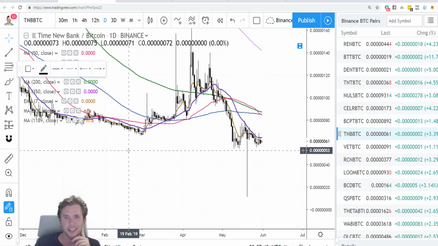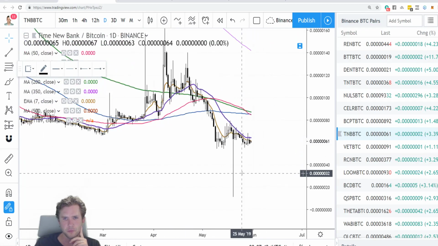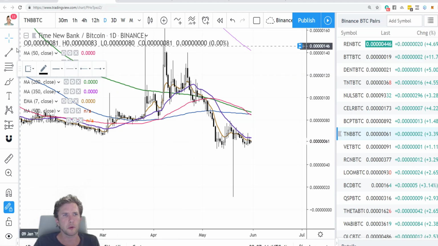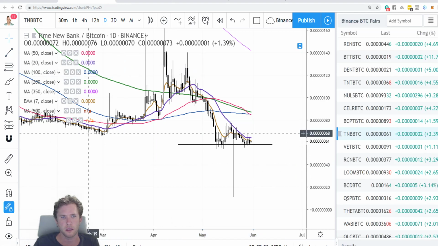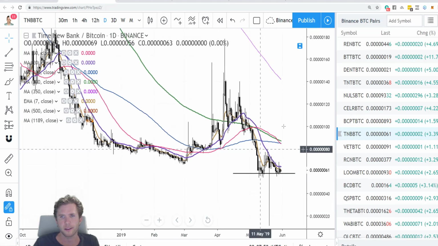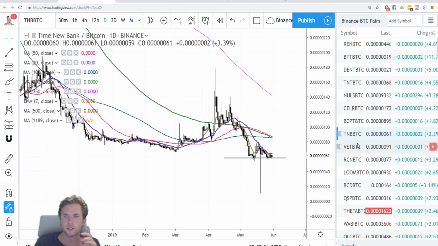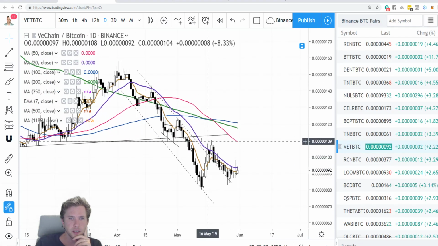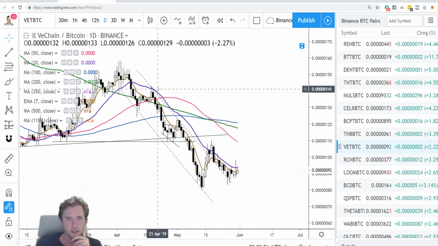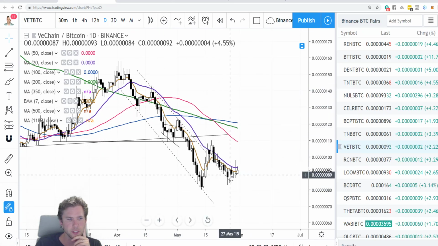TNB, one of the coins that has not pumped yet. A little bit of a double bottom action being depressed down by this 20 MA. Again, all these coins right now are basically shit coins. VET, I was watching this. We had this channel, came down, retested it.